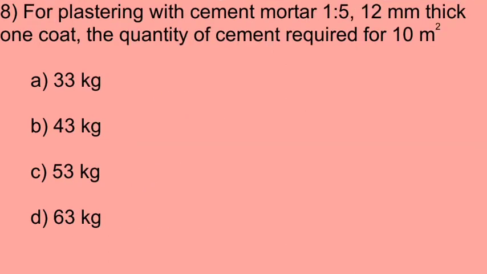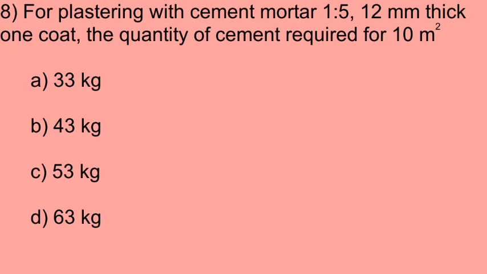8th question. For plastering with cement mortar 1:5, 12 mm thick 1 coat, the quantity of cement required for 10 square meter is option A 33 kg, option B 43 kg, option C 53 kg, and option D 63 kg. How can we find this one? For plastering, the ratio they have given is 1:5. Okay. Then 12 mm thickness coat also.